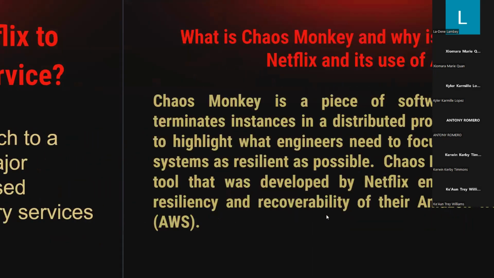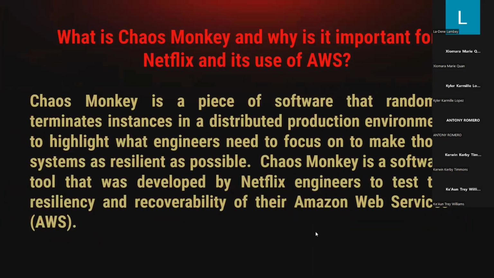The second question was, what is Chaos Monkey and why is it important for Netflix and its use of AWS? Chaos Monkey is a piece of software that randomly terminates instances in a distributed production environment to highlight what engineers need to focus on to make those systems as resilient as possible. It is a software tool that was developed by Netflix engineers to test the resiliency and recoverability of their Amazon Web Services, also known as AWS.